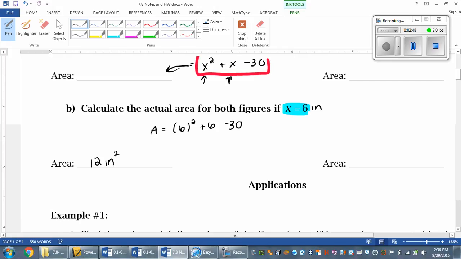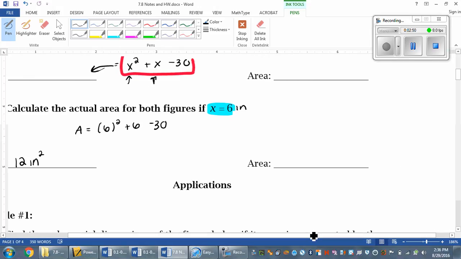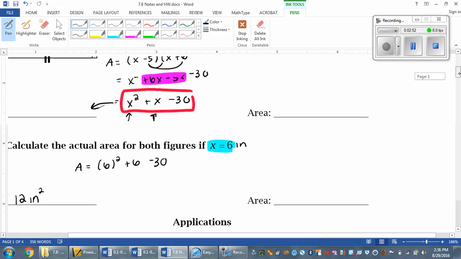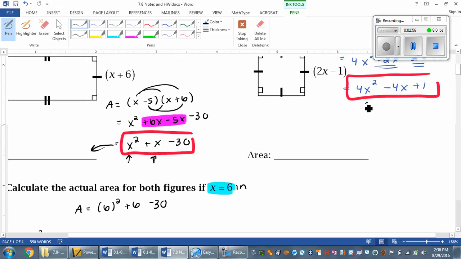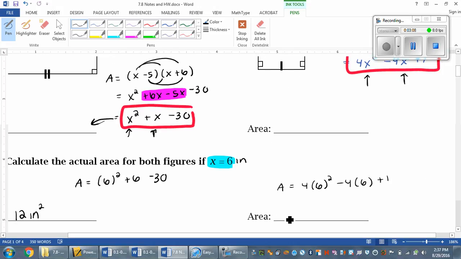Again, I'm going to do the same procedure dealing with the square. Now I'm going to substitute 6 inside of this x and that x. My area is going to be 4 times 6 squared minus 4 times 6 plus 1. Put that whole thing in the calculator and I'm going to get 120. Again, let's say I put inches there, it'd be inches squared.